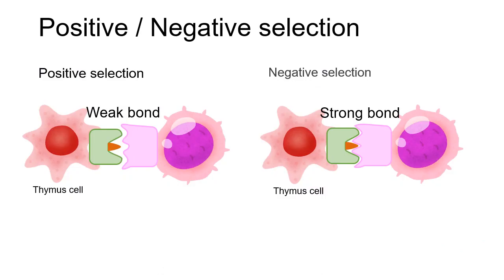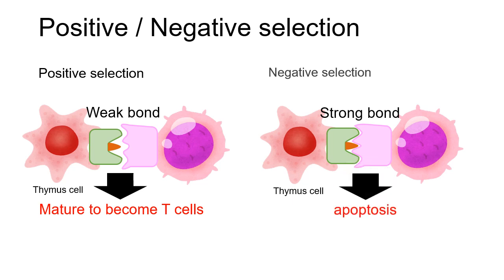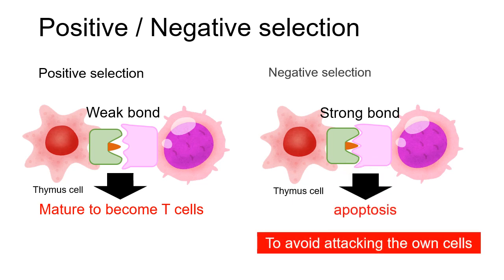What are positive and negative selection? T cells cannot be activated unless they bind to the MHC molecules of dendritic cells. Therefore, positive selection is a system to select T cells that can bind to MHC. So those cells that bind weakly to the MHC antigen complex are selected. On the other hand, T cells should not attack their own cells. So T cells that bind strongly to the MHC trigger apoptosis. It prevents the formation of T cells that attack their own cells.